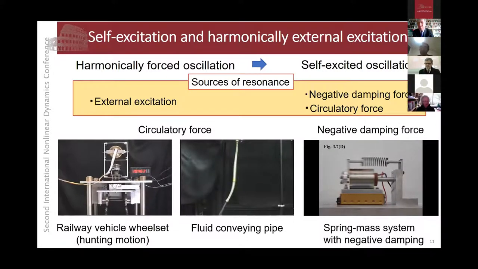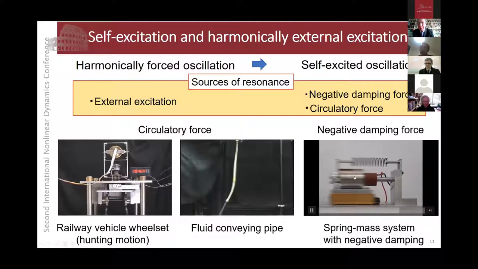And this video is a voice coil motor. This is a spring mass damper system. The voice coil motor produces a negative damping force by positive velocity feedback. This is a self-excited oscillation produced by negative damping. So we consider the utilization of the self-excited oscillation due to the negative damping.